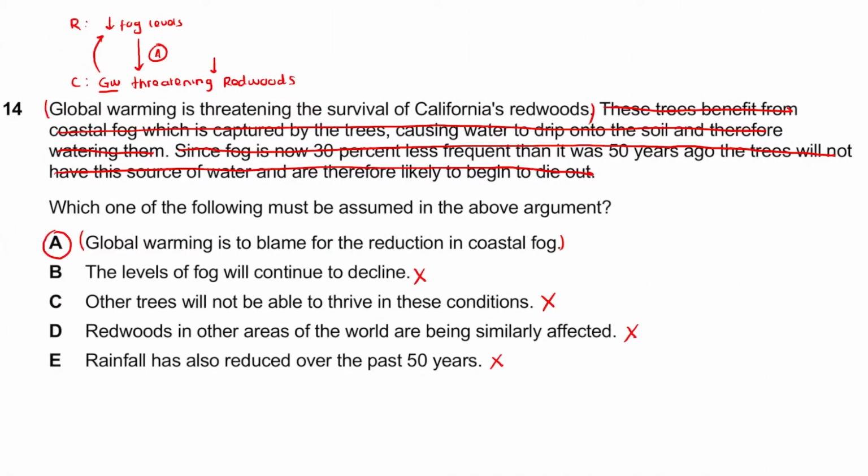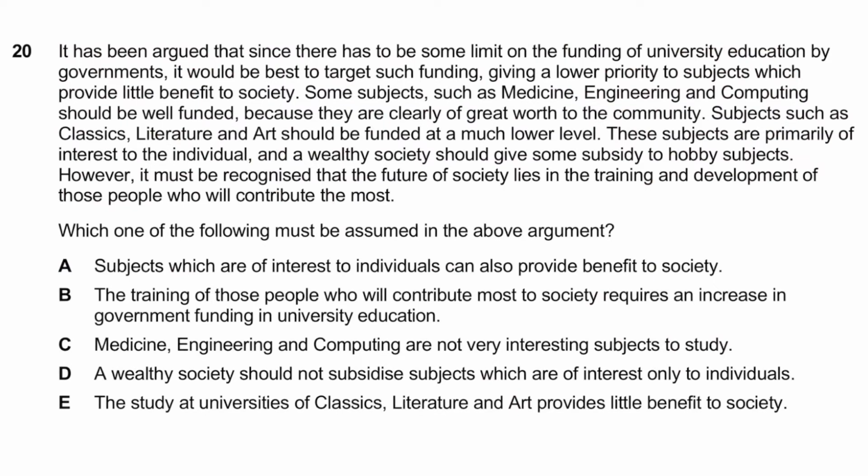All right, guys, so welcome back. So previously we were looking at this question to do with the California redwoods and global warming, and we even gave an illustration, guys, of how this works and why the assumption was A in this case. Hopefully, guys, that has made sense. And now let's move on to the next question, question 20.